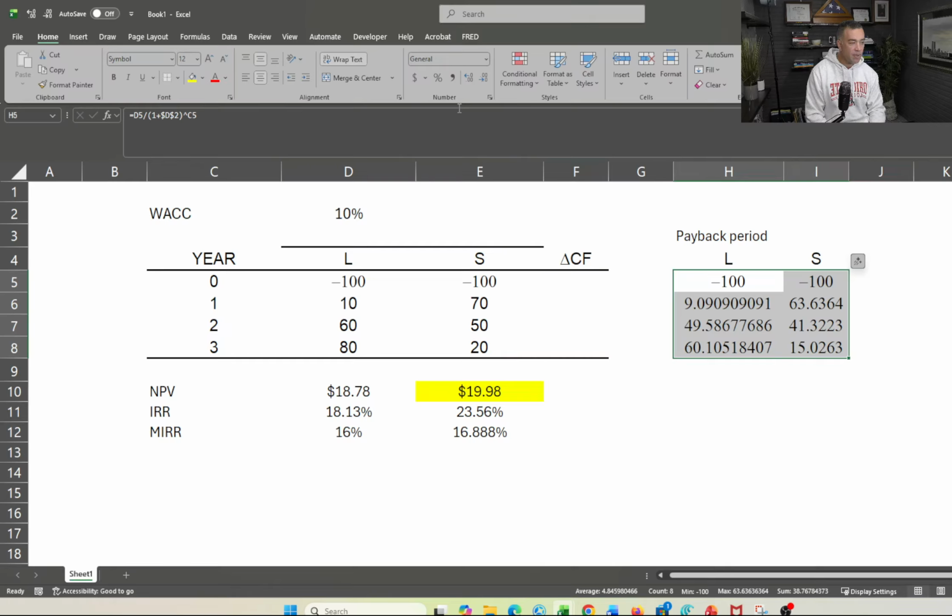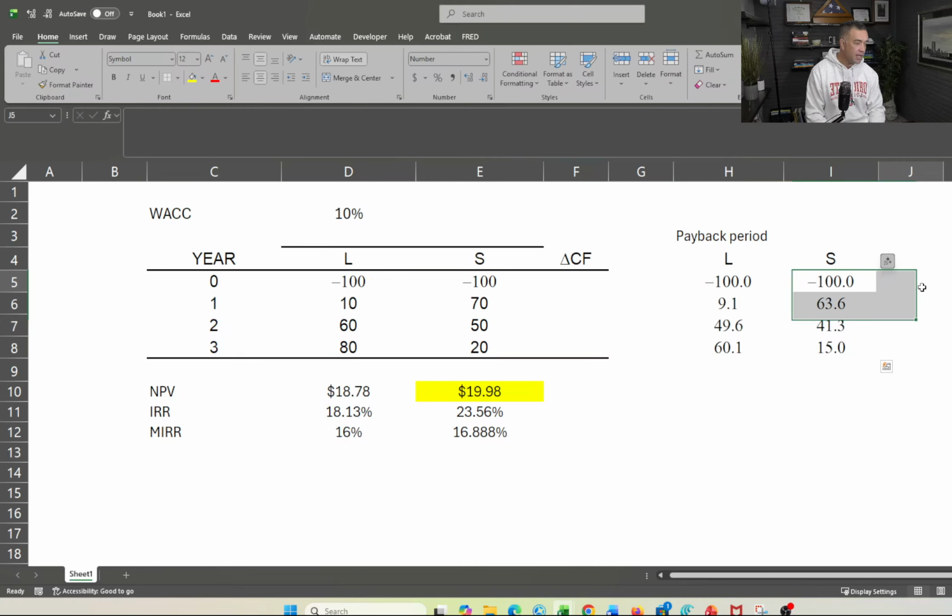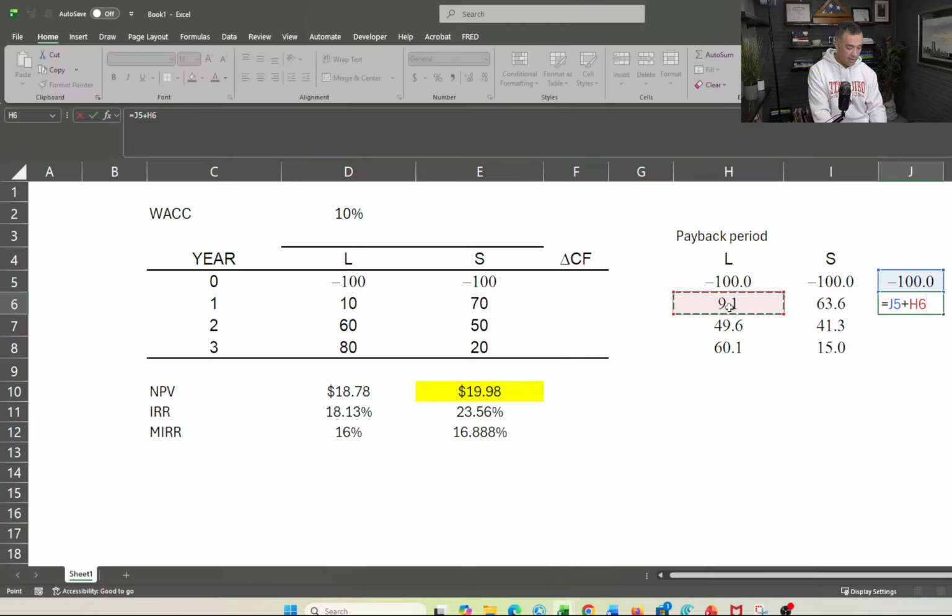So now we're just going to do the payback period based on that. I'm just going to do L. We don't have to do both, just to show you. Again, I want to find the cumulative aspect of each one. At time 0, we were at negative 100. And then at 1, we're still negative 100, plus I'm going to add the 9.1 because it's discounted. Now we're negative 90.9. And then I want to add in the 49. Once you do it, you could just drag it down.